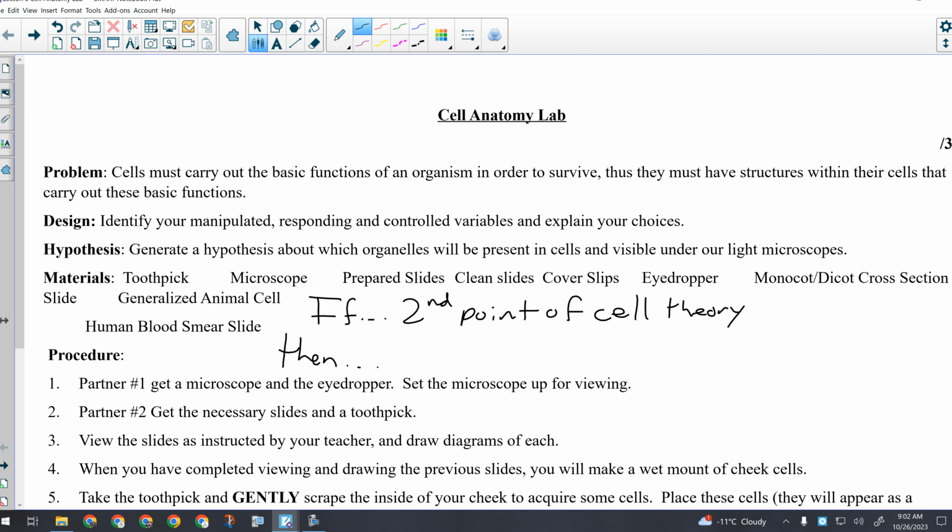I'm not looking for you to name 15 structures. You're not going to see all of those anyway. I want you to name the ones you think it'll be possible for you to see and why they would be there.